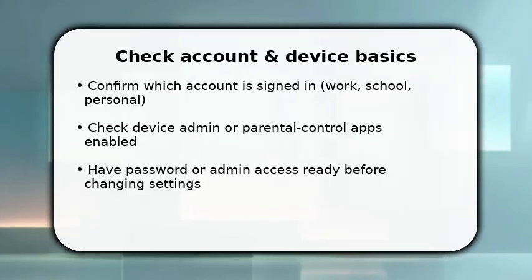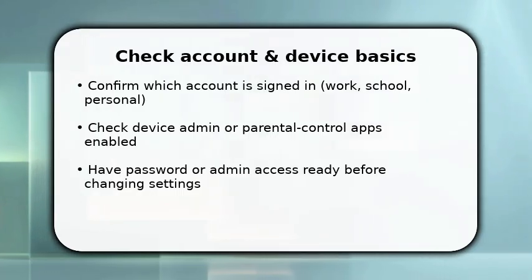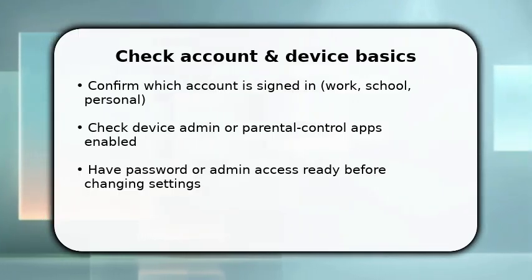You start by verifying the account and device that locked Safe Search. Sign into the Google account shown. If it's a work or school account, you'll need an admin. On a personal device, open Settings and look for Parental Controls, Family Link, or Device Management apps. Disable them if you control the account.